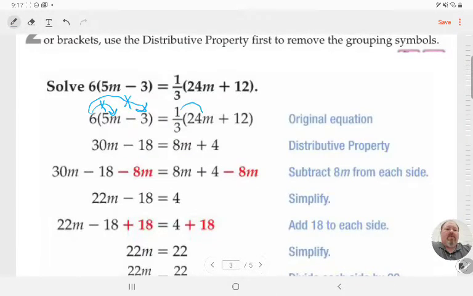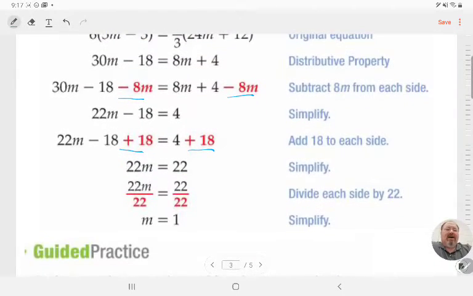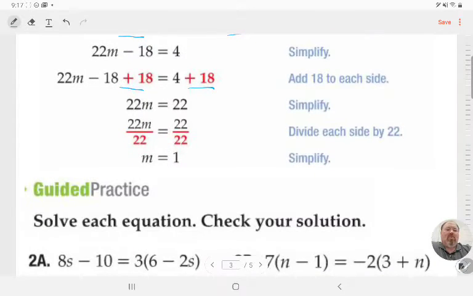Then I have to take 1/3 times 24m and 1/3 times 12. Well, 1/3 times 24m is 8m, and 1/3 times 12 is 4. Now I can subtract 8m from both sides, and that's going to give me 22m minus 18 equals 4. Now I would add 18 to both sides, and that's going to give me 22m equals 22. Then I just simply divide both sides by 22, and I get m equals 1. Okay?